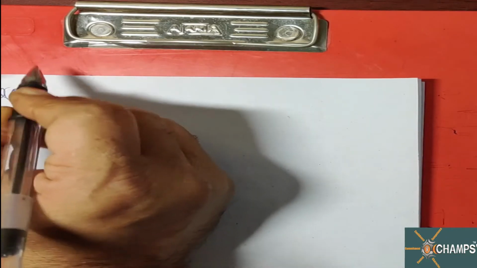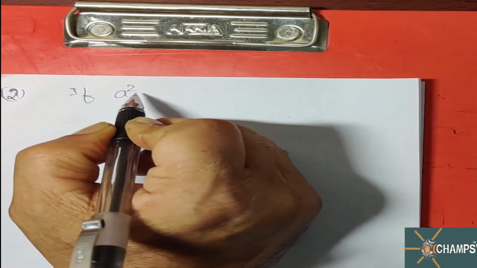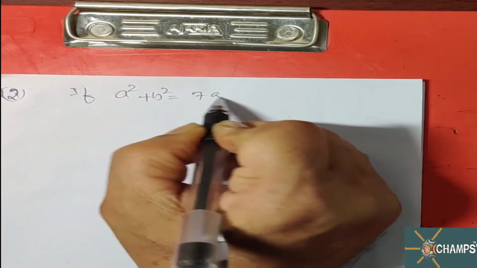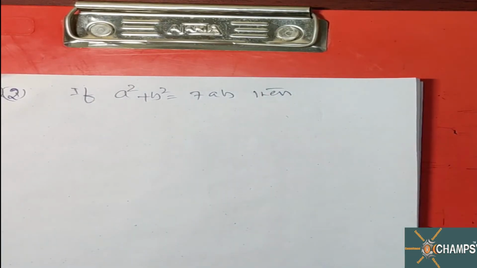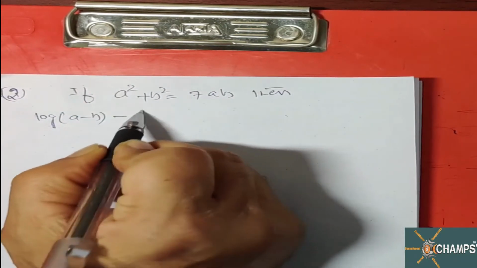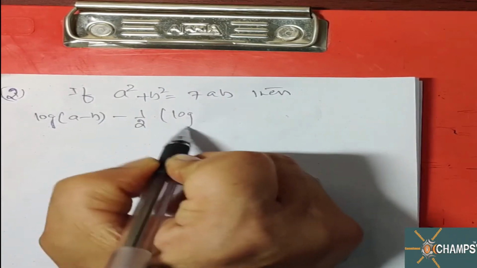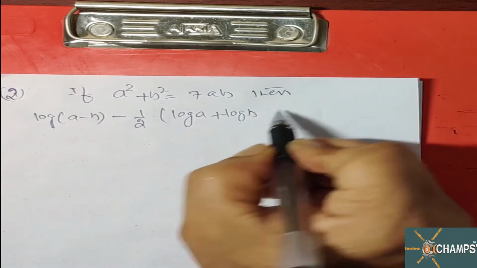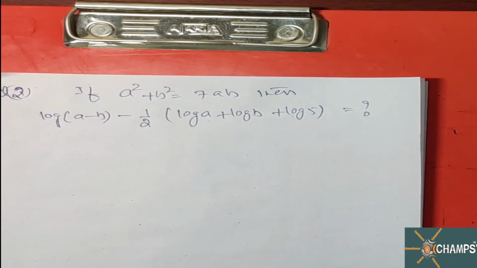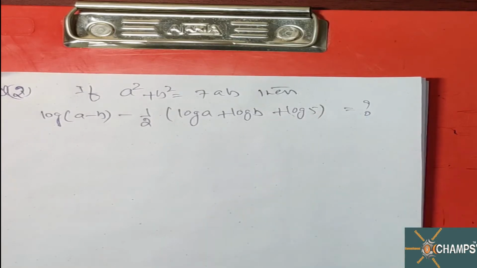If a square plus b square is equal to 7ab, then log of a minus b minus 1 by 2 into log a plus log b plus log 5 is equal to question mark.